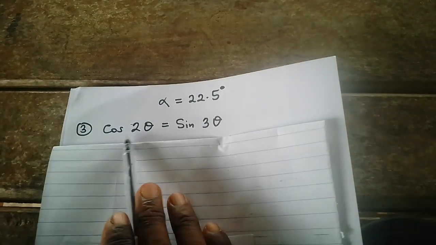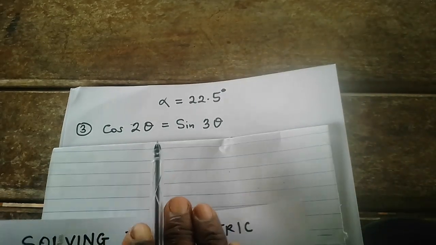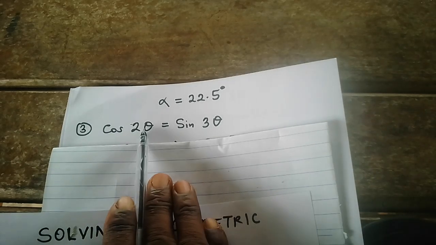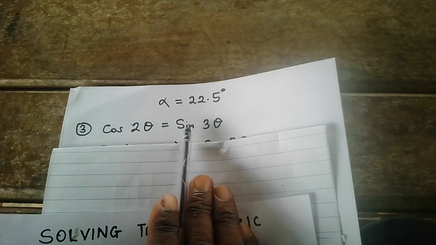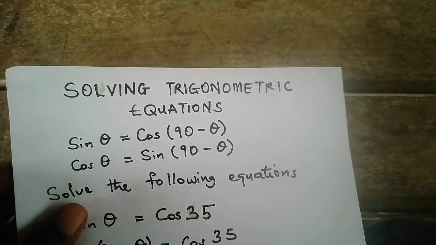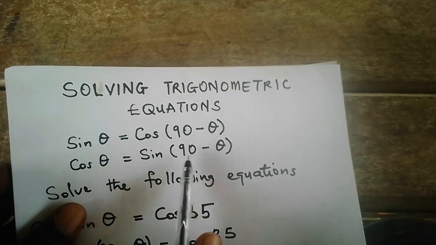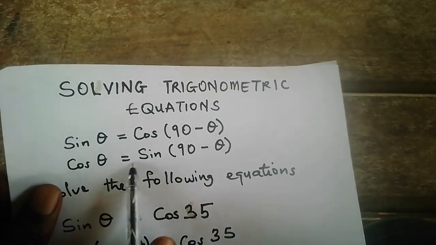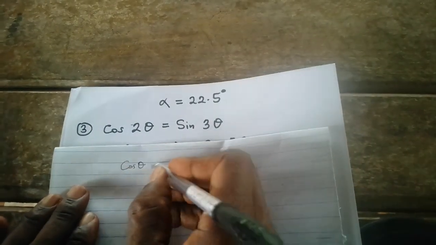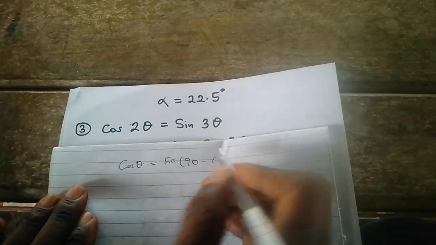To suit what we are having here, I'm going to write it in such a way that it will suit it. So let us get the identity for cos, since I want both sides to be sine. You have sin theta equals cos 90 minus theta, and cos theta is equal to sine 90 minus theta. So we are going to use cos theta equals sine 90 minus theta.